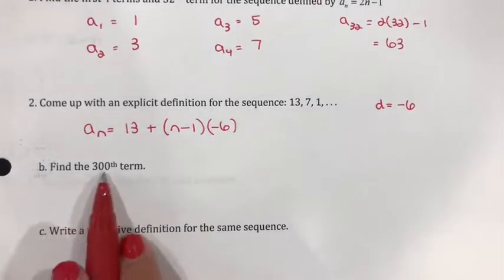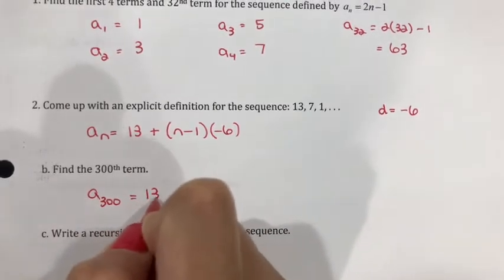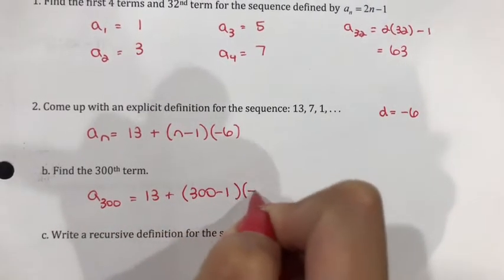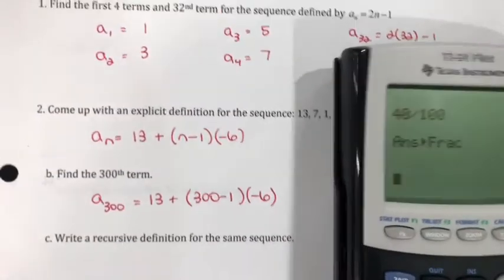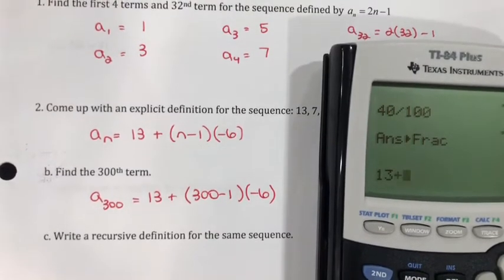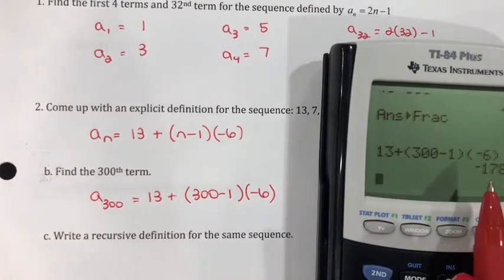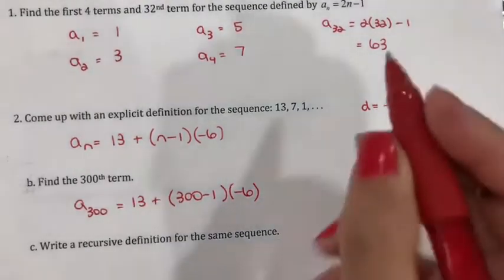Now we can find the 300th term by plugging 300 in. Here's where a calculator is going to come in handy. So I've got 13 plus 300 minus 1 times negative 6. Negative 1781 would be our answer.